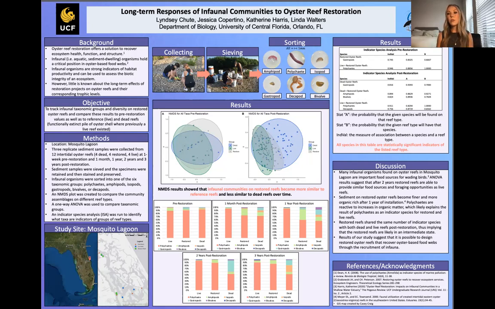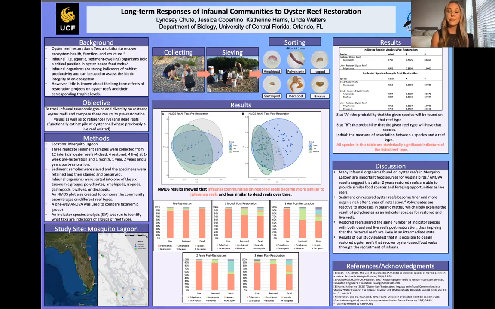If we make our way up to the top right corner, this is an indicator species analysis test. And what this shows us is the measure of association between a species and a reef type. So for example, a polychaete and a live reef. And what we found is that all the species in that table are actually statistically significant indicators of the associated reef type.